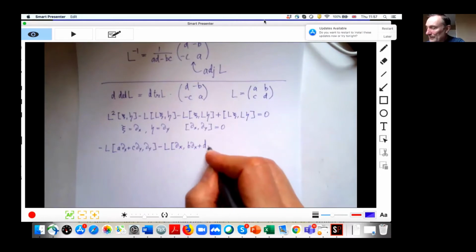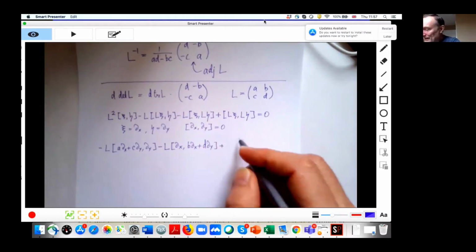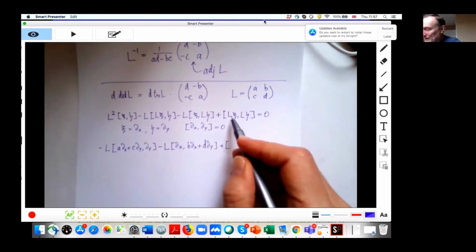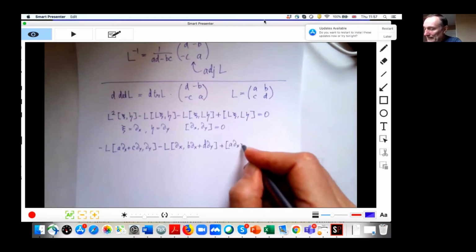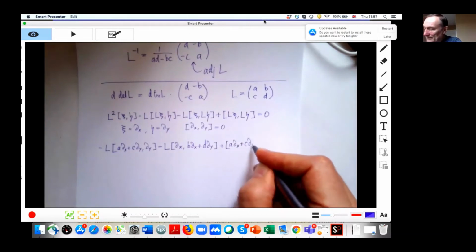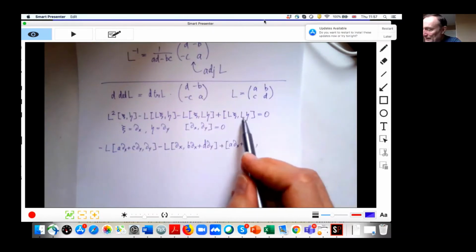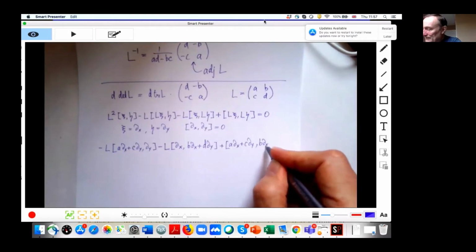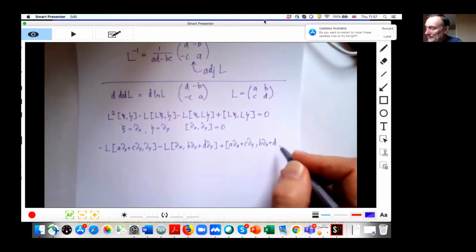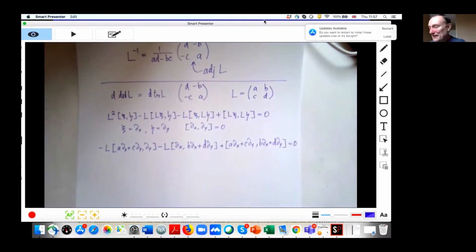Okay, and plus then the last term, L xi is a dx plus c dy, and L eta, so it's b dx plus d dy. So this must be equal to 0. So that's the condition. Good.